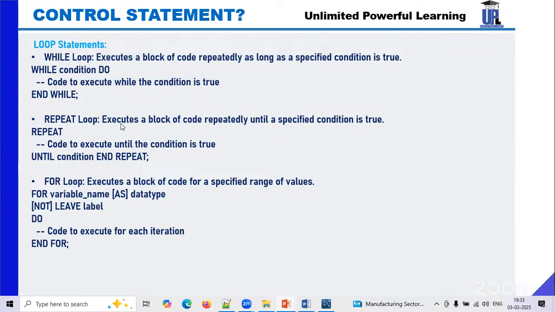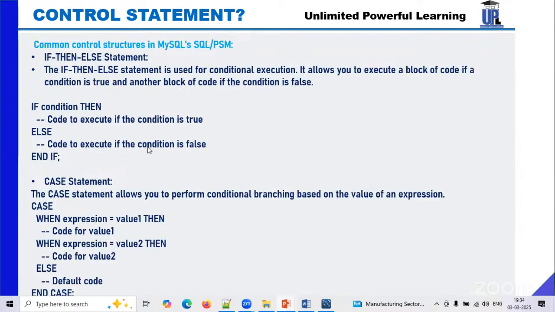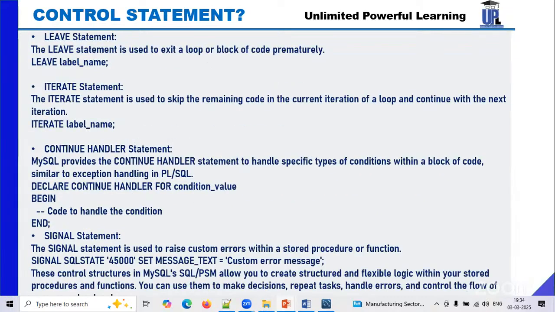Similar to that, we have a repeat loop statement: repeat until condition end repeat. Similarly, the for loop, for variable as data type. If I want to exit, that is called a leave label. We will be using this do, end for, and then you will be able to understand it. So repeat until condition is there, while loop is there, for loop is there, and also the case statement and if condition. This is what we have as control statements.